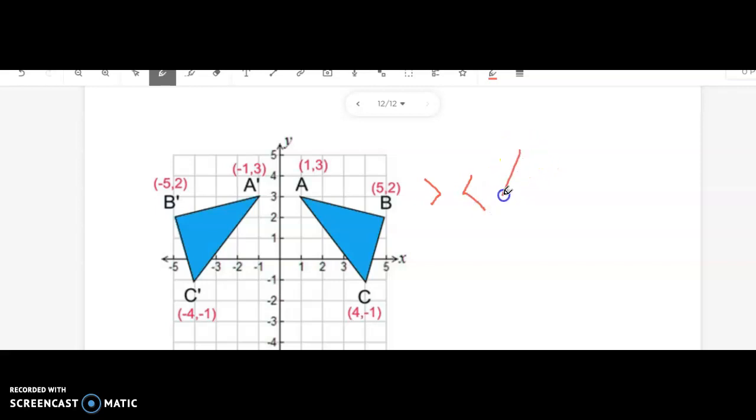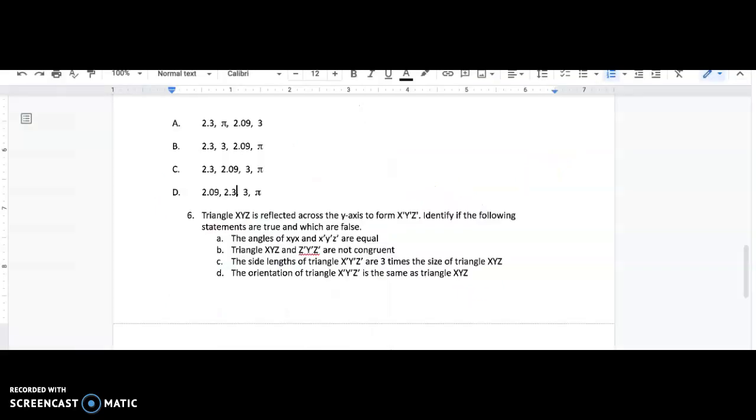That's what I mean by changing angle. This angle is more narrow. So if you look at this angle, A and A prime, they're the exact same angle. B and B prime are the same angle. And then the same for C and C prime. They're all the same angle. So a reflection does not change the angles. So that statement is true.